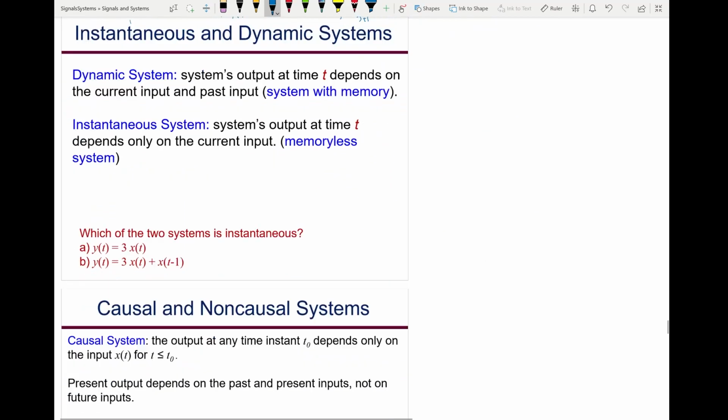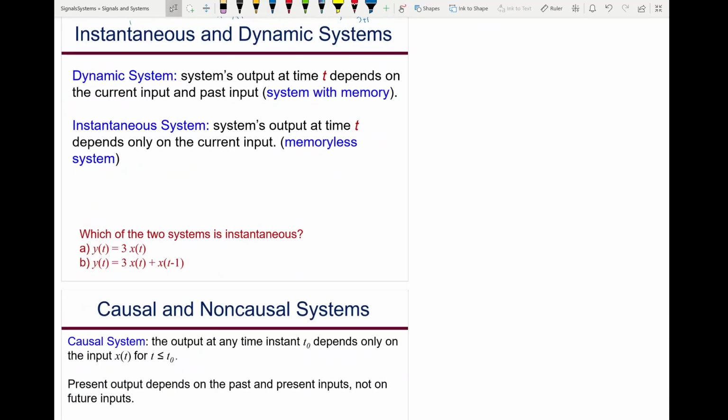Okay, the third classification is instantaneous and dynamic system. When we say dynamic system, that means the system basically has memory, or the output of the system will depend on the present input and past input. So the system will process the current input and some old inputs and give you output. Then we say the system is dynamic. And we say the system has memory because it stores old input. So when a new input comes, it will process them all together.